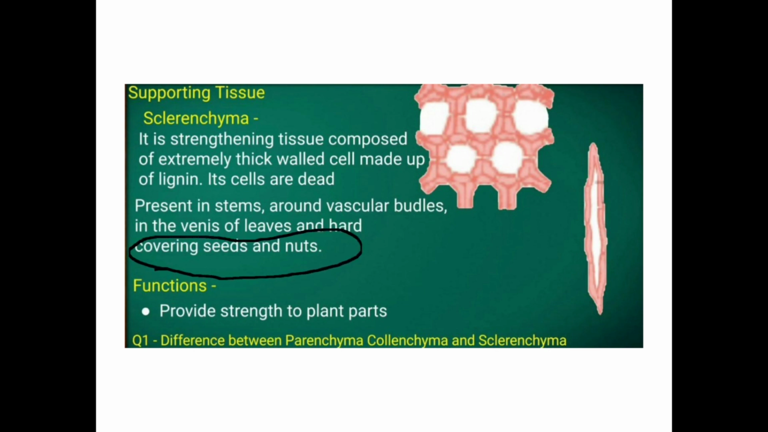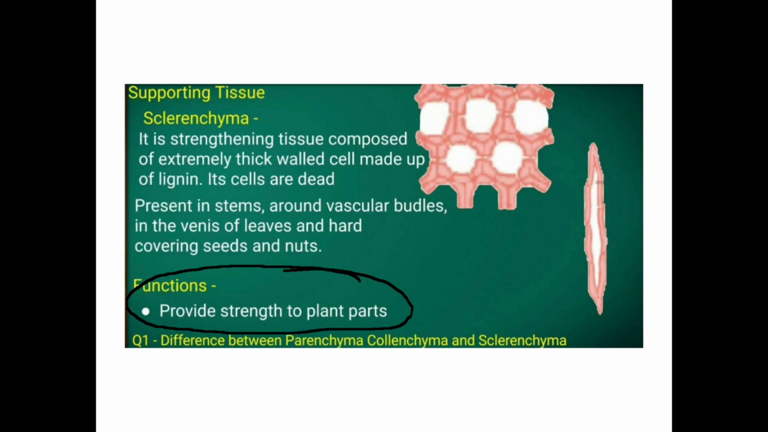So you can imagine dead tissue. What is dead tissue? It is not living. So it is present in stems, around vascular bundles. If a plant part is dead, it means it is sclerenchyma only. It is hard. It provides strength to the parts. The function is only one function: it provides strength to the plant parts.